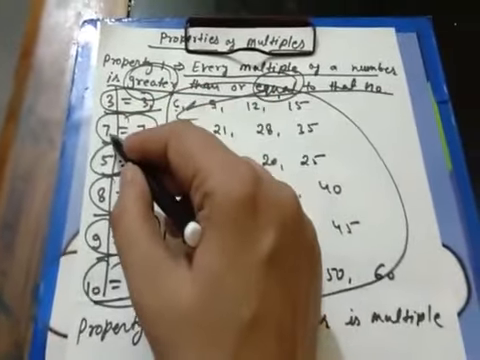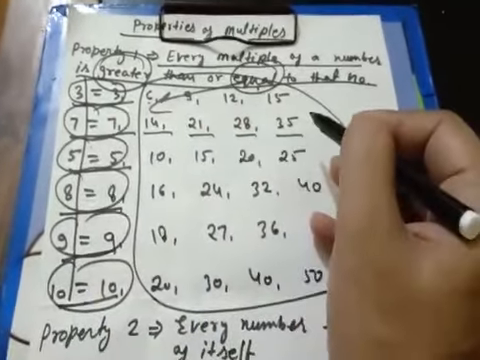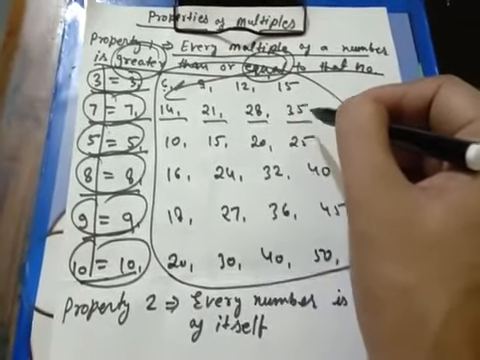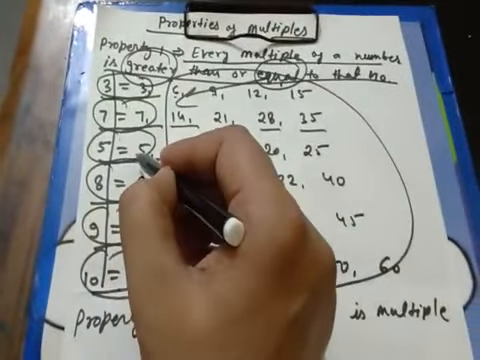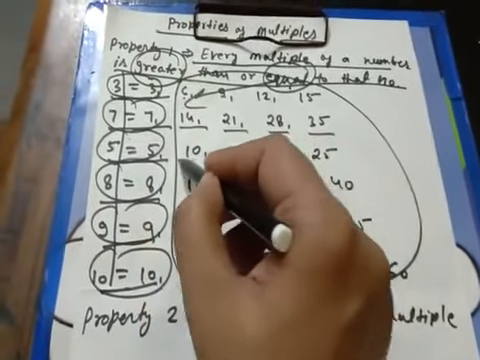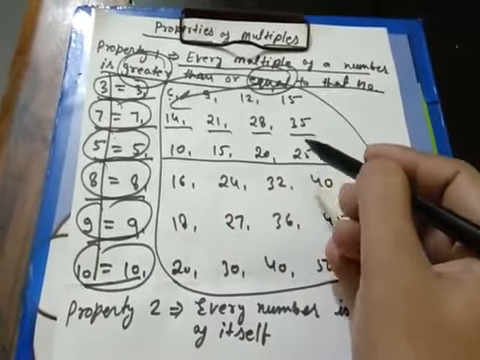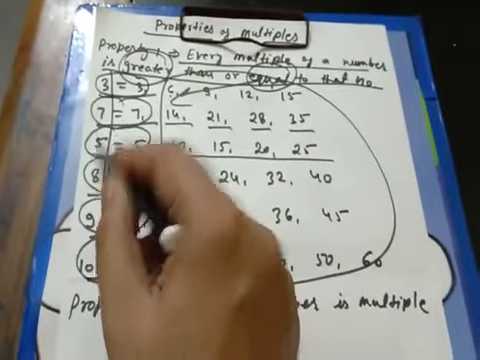In the same way, multiples of 7 are 14, 21, 28, 35, and all these are greater than 7. In the same way, take the example of 5. These are the multiples of 5: 10, 15, 20, 25. Remember, all the multiples are greater than 5.